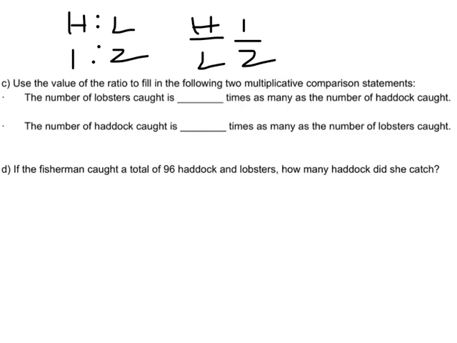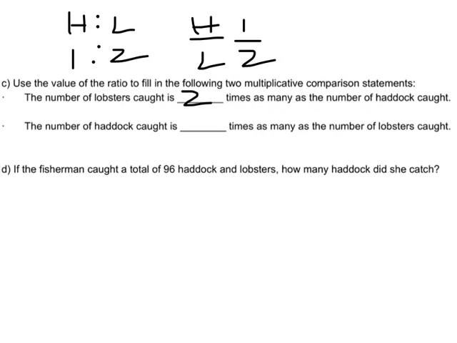Use the value of the ratio to fill in the following 2 multiplicative comparison statements. The number of lobsters caught is blank times as many as the number of haddock caught. So looking at it, I've got 2 lobsters for every 1 haddock. So how many times as many lobsters do I have as haddock? That's right, I've got 2 times as many. 2 is twice as many as 1.